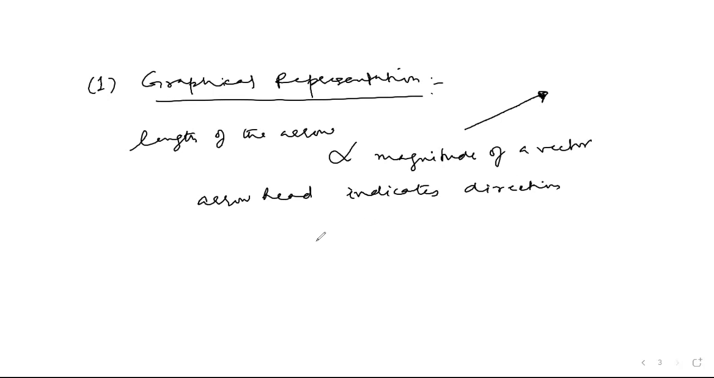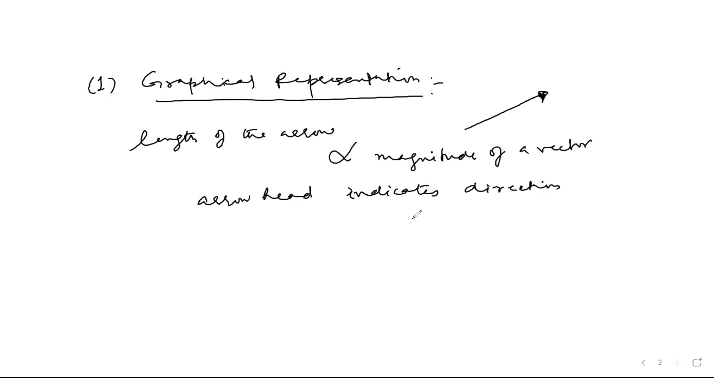So the rule is, when we represent a vector, whether it is displacement, velocity, force, or any vector, when we represent it graphically by an arrow, the rule is that its length is proportional to the magnitude of the vector and arrowhead indicates direction.